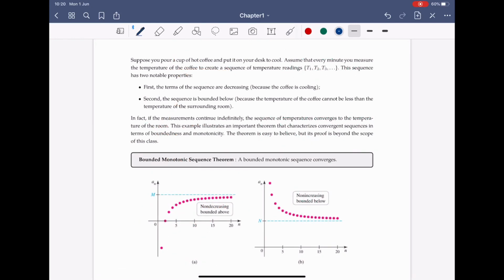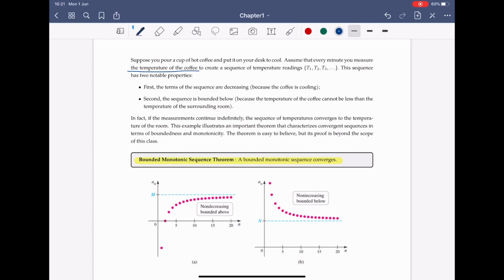Now let's look at an application of this topic in real life. The bounded monotonic sequence theorem says that a bounded monotonic sequence converges. So as long as you have a sequence that is bounded and monotonic, it is always convergent by this theorem. The example that I just quoted, you can read by yourself, but I am looking at the temperature of the coffee.